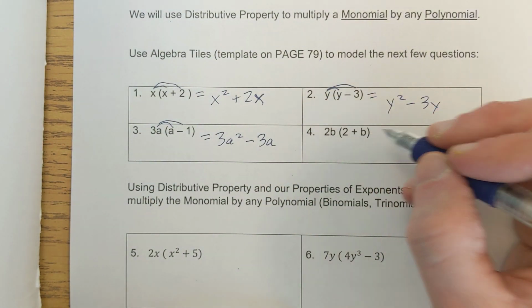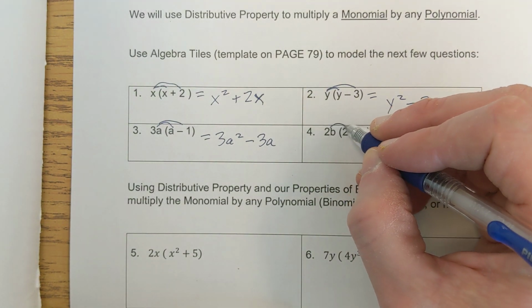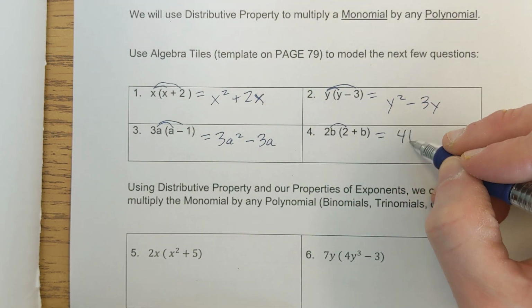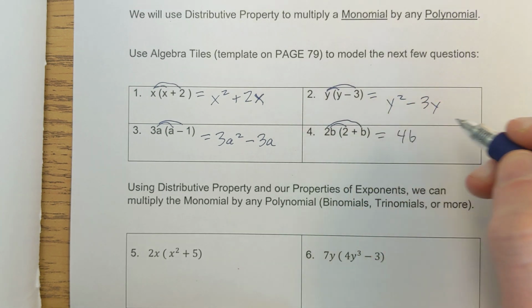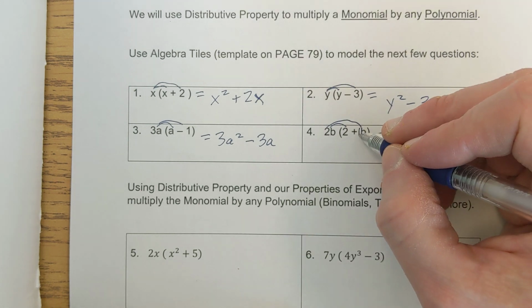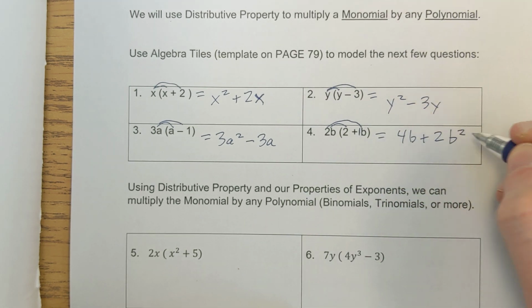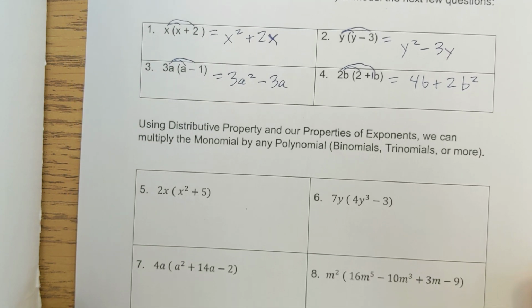All right, on number 4. So feel free to pause if I'm going too fast at any point. Distribute here, we get 4b, because we had 2 times 2 was the 4b. The second one we have a 1 here, so 2 times 1 we get plus 2, but b squared on that one. So feel free to pause if you need to catch up. But there is the distributed property with a monomial times a two-term polynomial, a binomial.